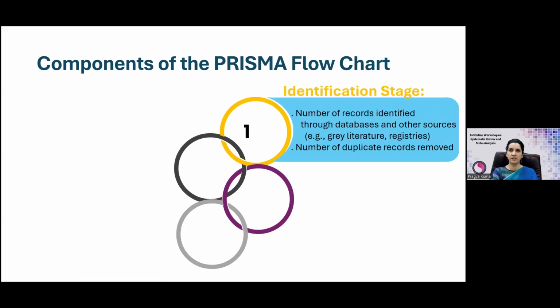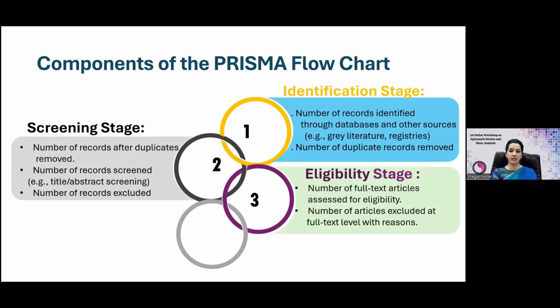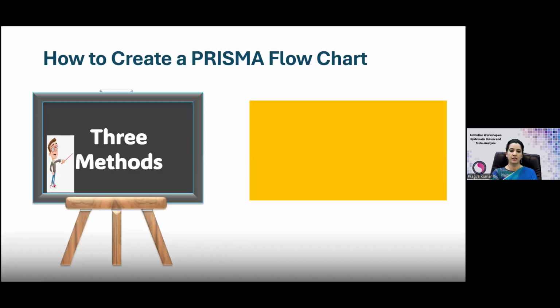In the identification stage, we see the number of records identified through databases and the number of duplicates removed. In the screening stage, we see the number of records which we screen by title and abstract, and the excluded ones. We assess for eligibility, and we include the overall number.